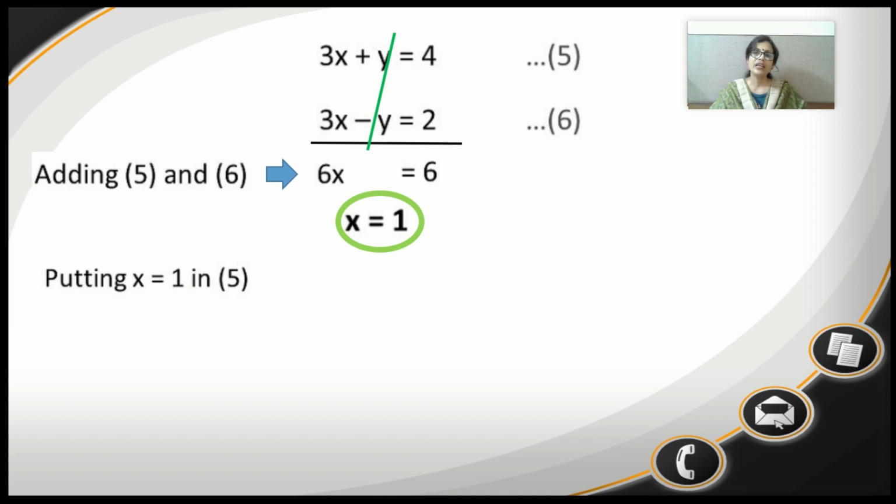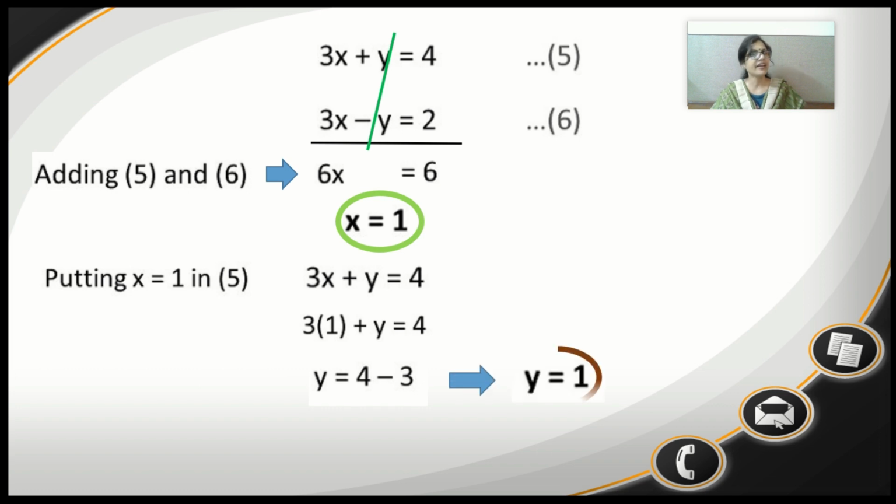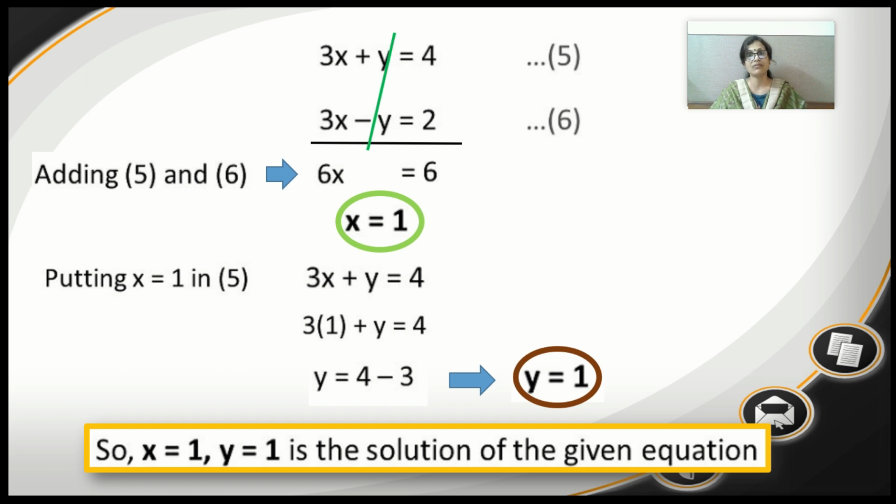Put x is equal to 1 in equation 5. Our equation 5 is 3x plus y is equal to 4. So after substituting the value of x, we get 3 plus y is equal to 4. So y is equal to 4 minus 3. That will give us the value of y as 1. So x is equal to 1 and y is equal to 1 is the solution of the given equation. Look at this. Such a complicated equation, and the solution is so simple. So here we substituted the values for the common term and we got the answer.